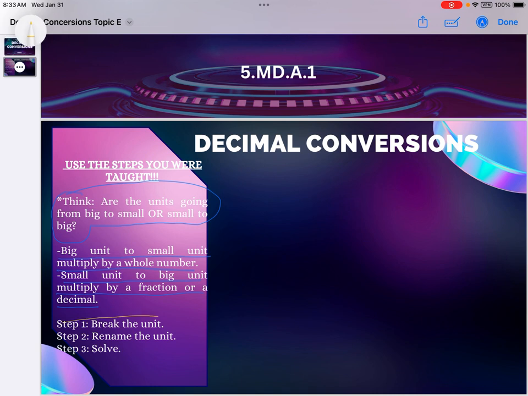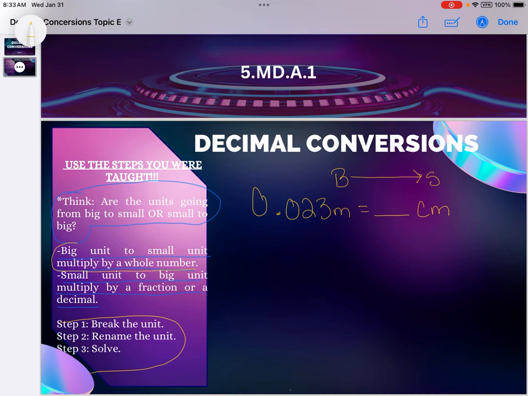Okay? So let's do some practice problems. We do look at the metric system first. So let's say we have 23 thousandths meters equals blank centimeters. So I know that meters are larger than centimeters, so I'm moving from a big unit to a small unit. And because of that, I'm going to be multiplying by a whole number.